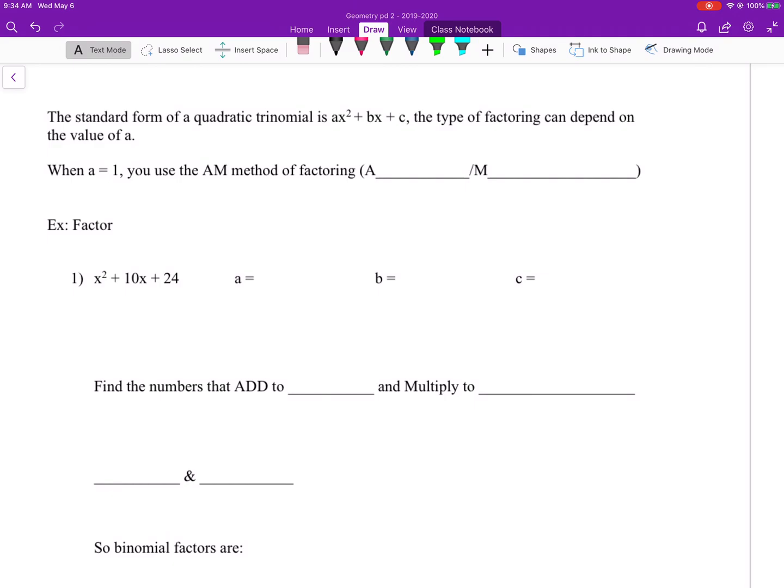Alright, guys, a being 1, that just means the value in front of x squared is 1. The coefficient, the number in front of x squared, is equal to 1. Now, essentially what that means is that you're not going to see anything in front of x squared, because remember those invisible ones. If there's nothing in front of your x squared, that's 1, and that means we're going to be using AM factoring. And AM stands for add and multiply. We just have to know what do we know about adding, what do we know about multiplying.